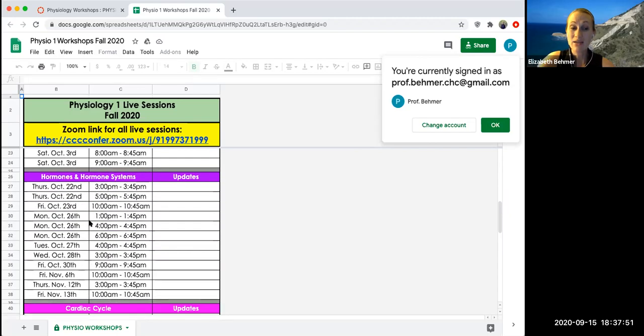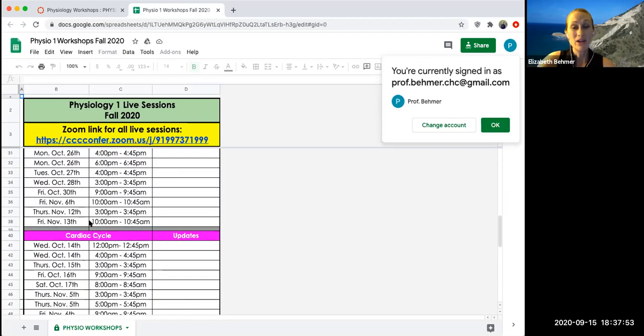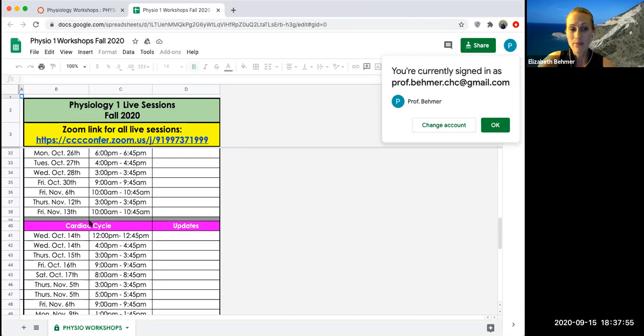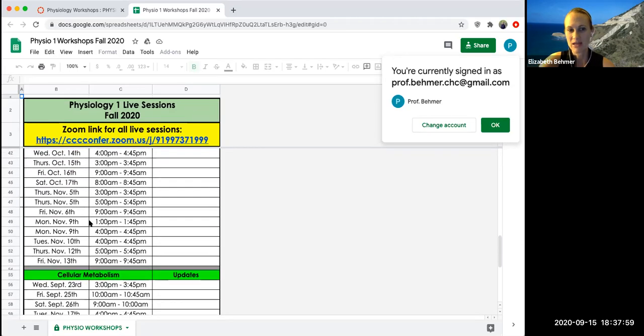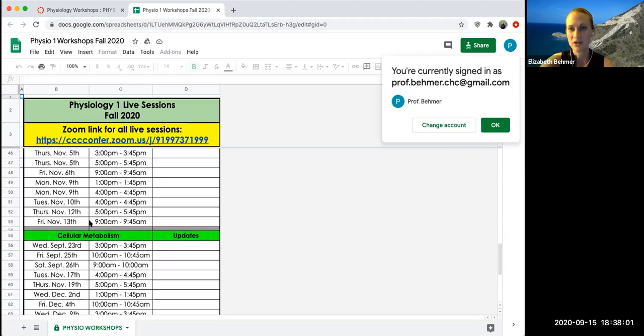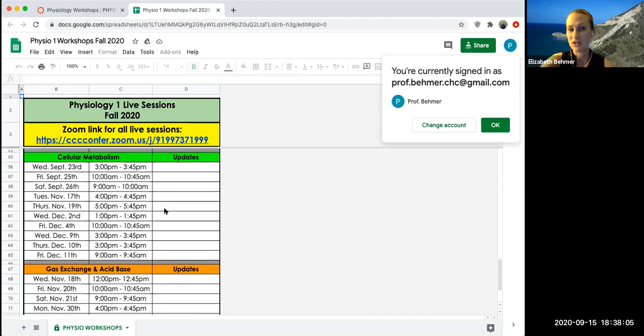So you have to attend only 3 of them. I would encourage you guys to attend all of them because they're all on topics that are really difficult to understand in physiology. So they're like an extra supplemental learning for some of these more difficult physiological topics.